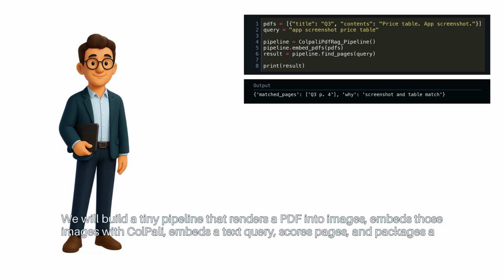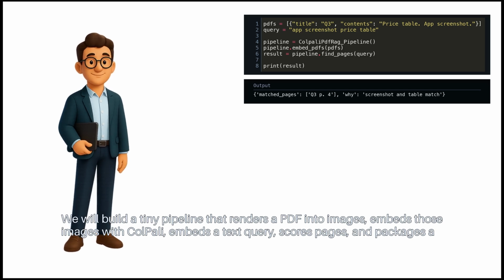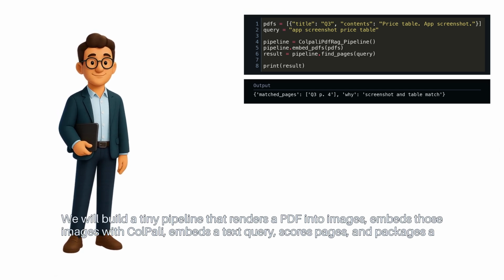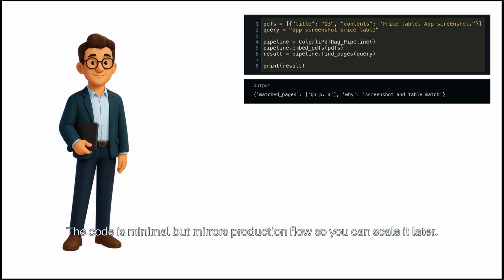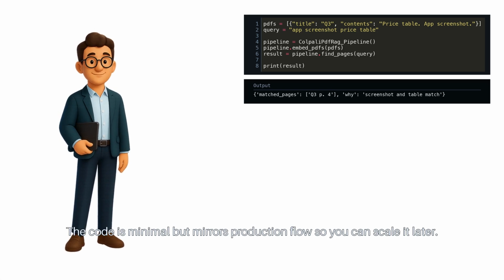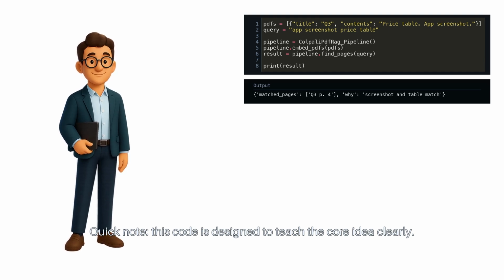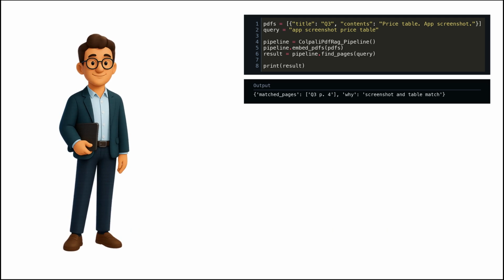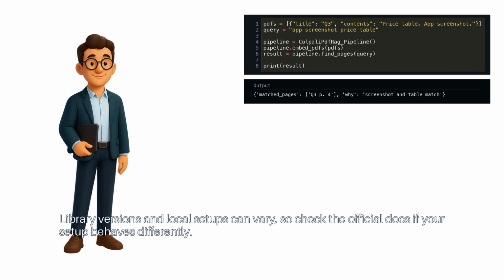We will build a tiny pipeline that renders a PDF into images, embeds those images with ColPali, embeds a text query, scores pages, and packages a RAG-style evidence packet you could hand to a multimodal generator. The code is minimal, but mirrors production flow so you can scale it later. Quick note, this code is designed to teach the core idea clearly. Library versions and local setups can vary, so check the official docs if your setup behaves differently.